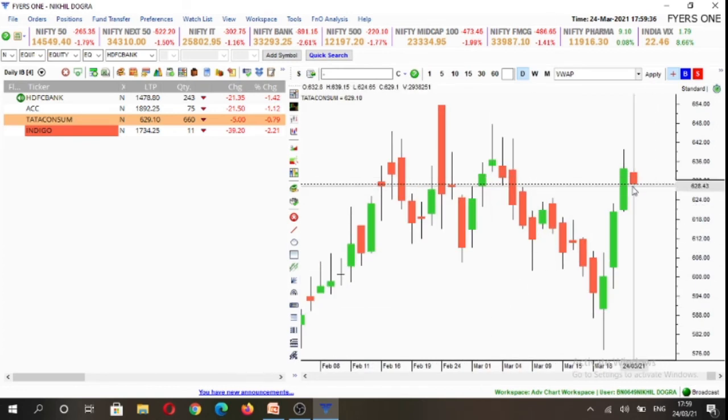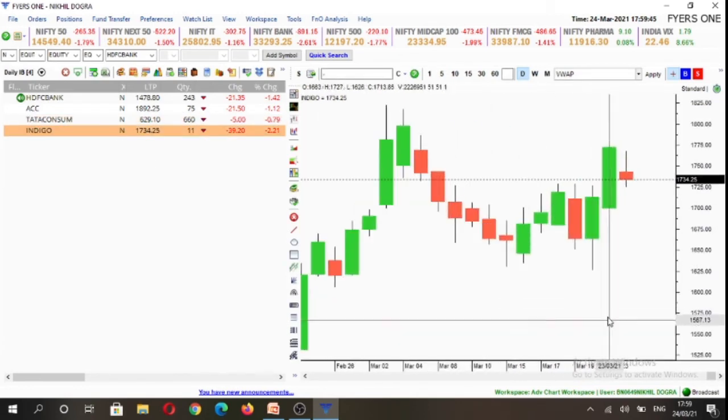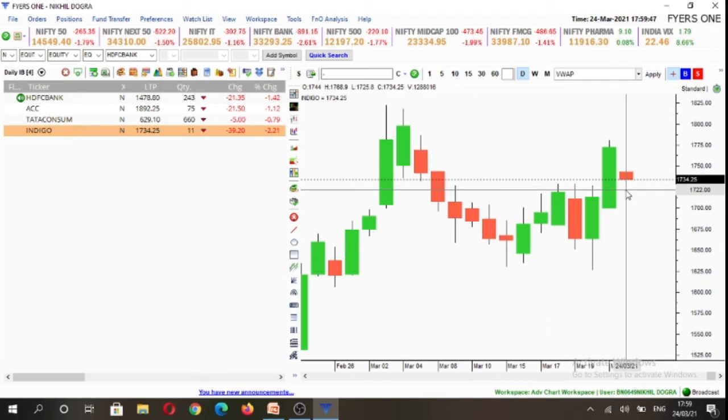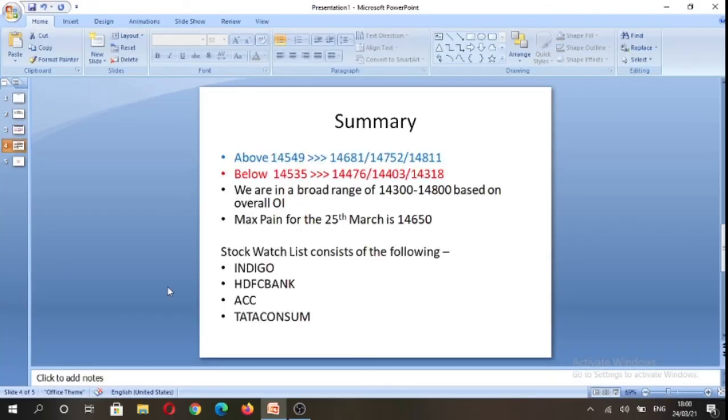It's again an inside candle. We'll look for buying opportunity above 639.2, or selling opportunity below 624.5. And our final stock is Indigo. It's again an inside candle. We'll look for buying opportunity above 1769 or selling opportunity below 1725.7 levels.